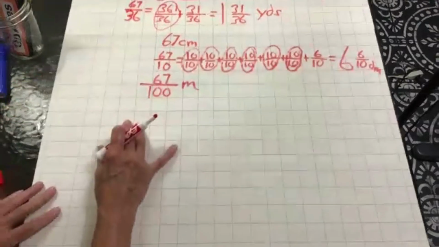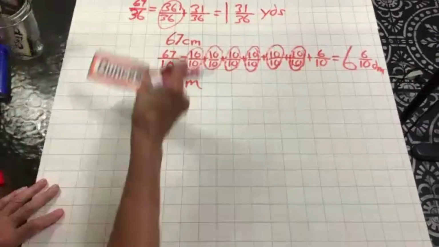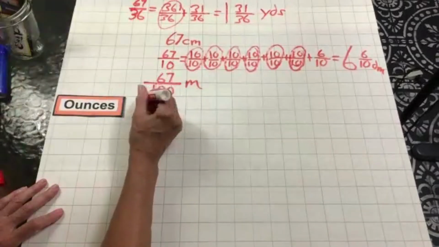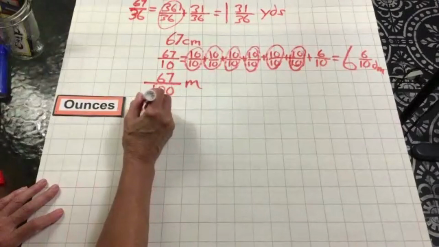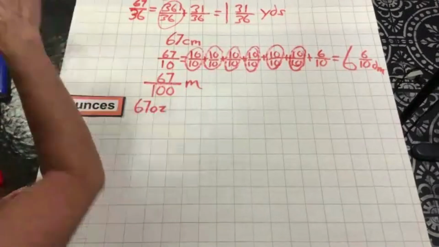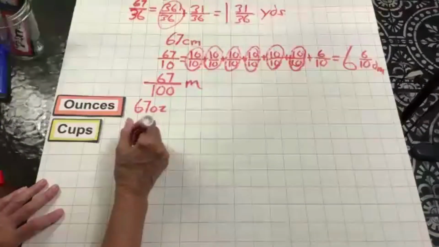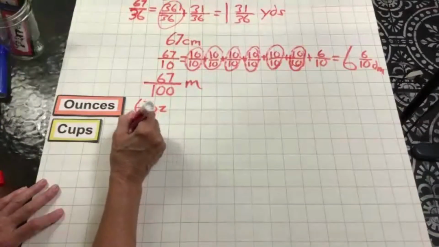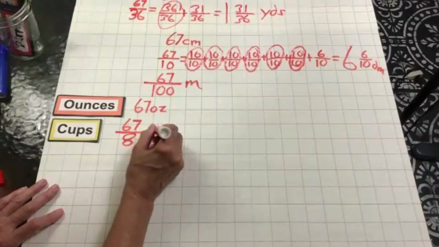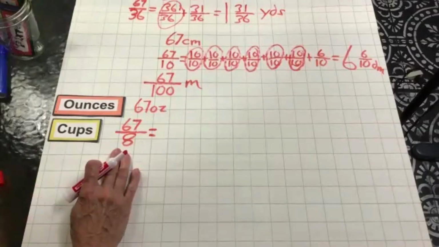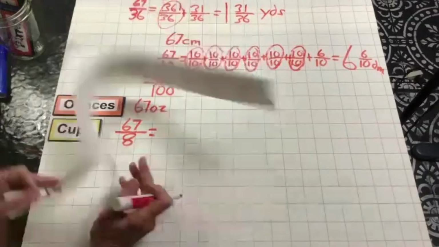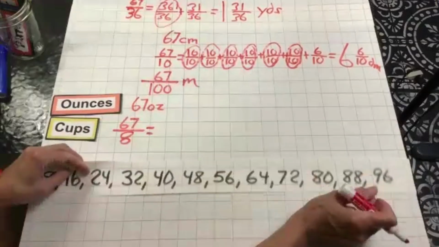Let's move on to our liquid form of measurement, ounces. So we're going to say, of course, our number of the day, 67 ounces. And first, we're going to break that into cups. We know it takes 8 ounces to make a cup. So we're going to put that 67 over 8. That is an improper fraction. Got to figure out how many cups we can get out of that.